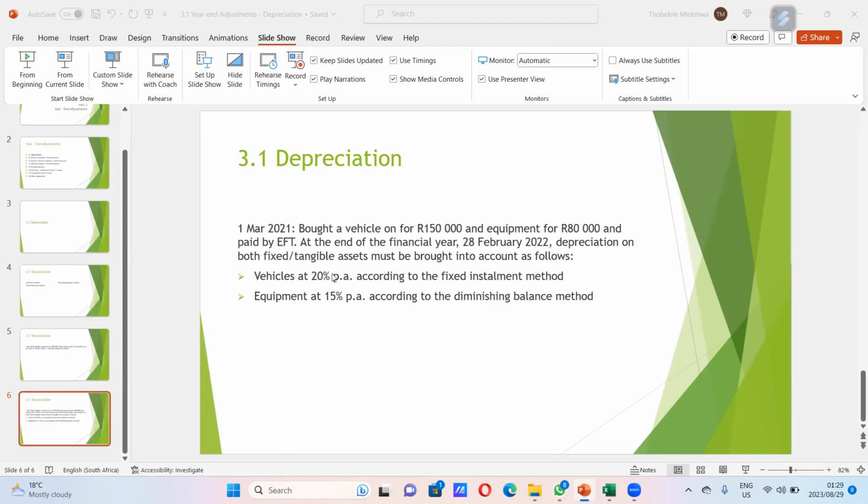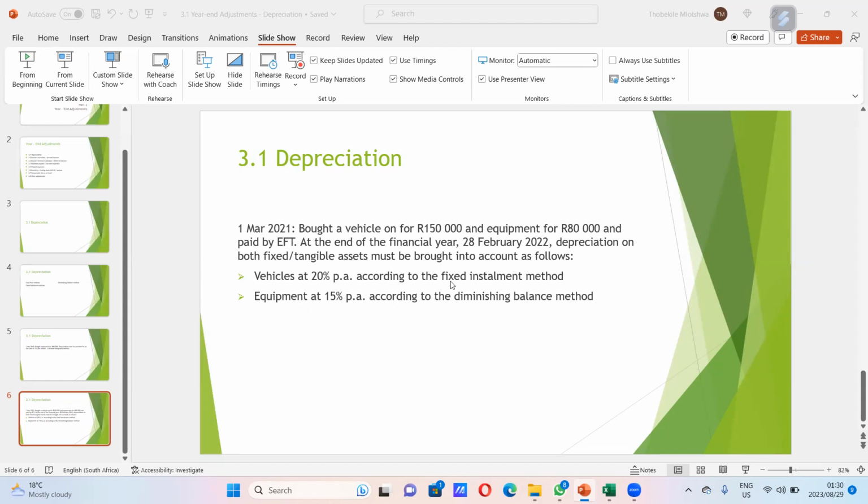Vehicles rate is 20% per annum, and they are using the fixed installment method, which is the cost price method. The equipment is 15% per annum according to the diminishing balance method. So let's do both of them. This is how usually the adjustment comes in. It will be just 1 year, so we are assuming we are doing 2022. This will be the adjustment for 2022. It won't come for you to do all of the years. You just do this one.